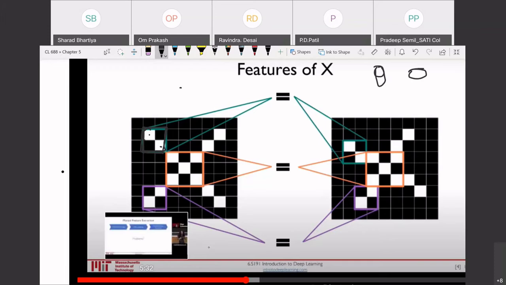If the picture is rotated, it should be able to say this is the same person. It should not say that this is a different person and this is a different person. They both should belong to the same class.